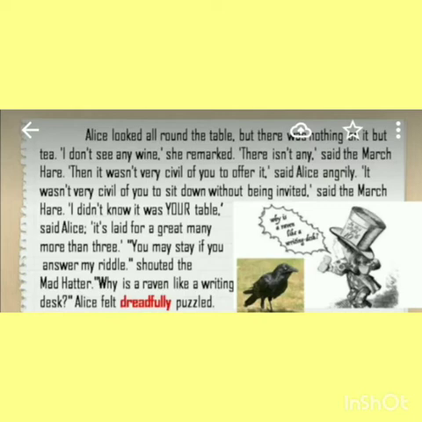"Why is a raven like a writing desk?" Alice felt dreadfully puzzled. Okay, so why is a raven like a writing desk? So raven means what? Crow. So why is the crow like a writing desk?